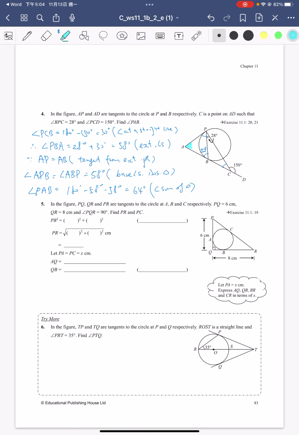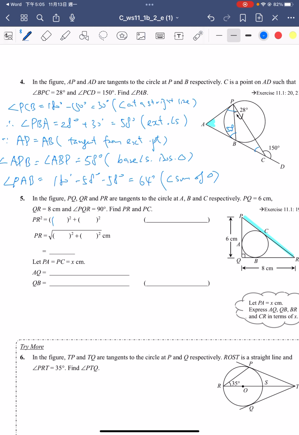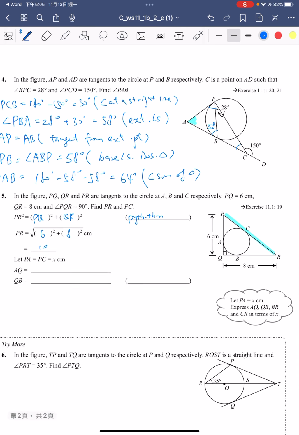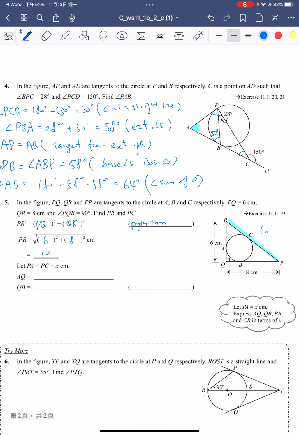PR is quite easy, isn't it? We're just using the Pythagoras theorem. So PR is equal to the square root of PQ squared plus QR squared by using the Pythagoras theorem. So this is equal to 6 squared plus 8 squared, and then you can get this is equal to 10. This is quite easy. Now if we let PA equal to PC, what's the reason for that? We can say this is the tangent from the external point.